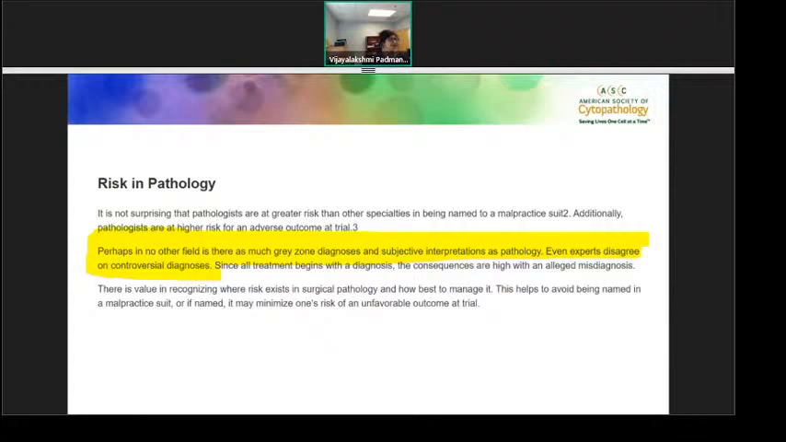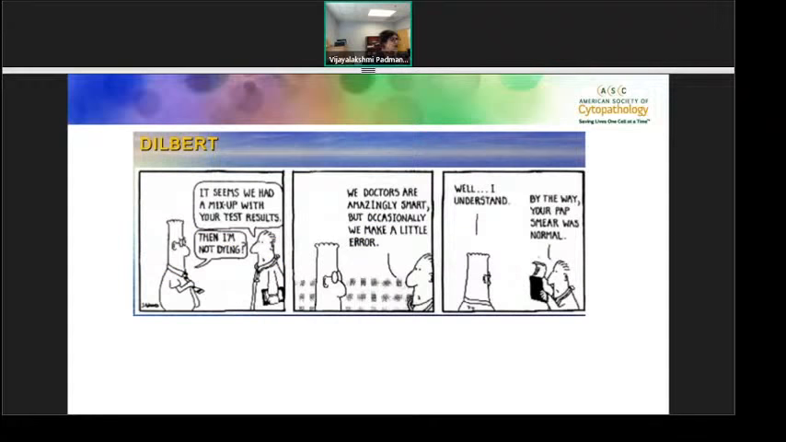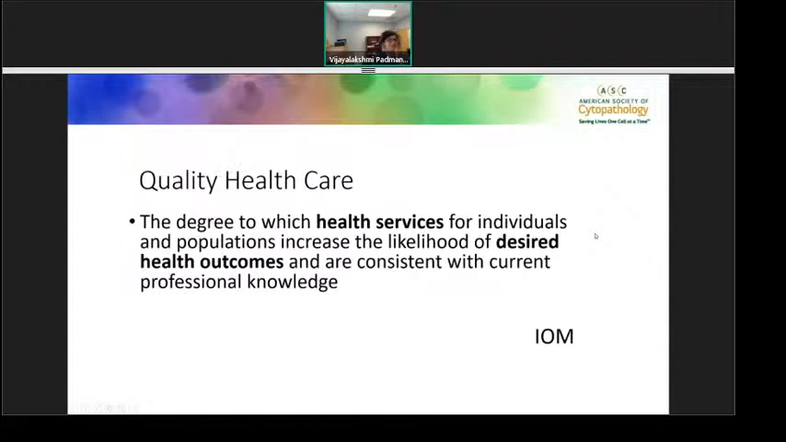I'm going to give you a moment to look at this slide and see what Dilbert, who of course has the final word, had to say about medical errors and mix-ups. It seems we had a mix-up with your test results that I'm not dying. We doctors are amazingly smart, but occasionally we make a little error. Well, I understand. By the way, your pap smear was normal. I'll leave you with that.